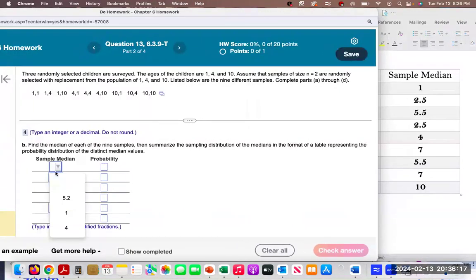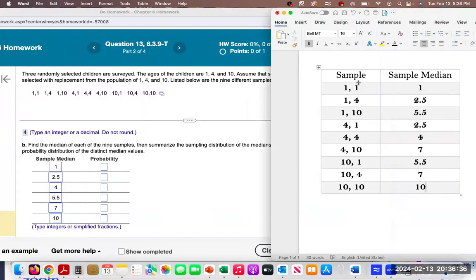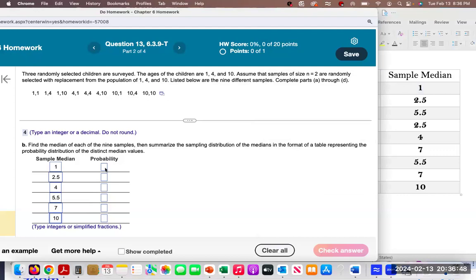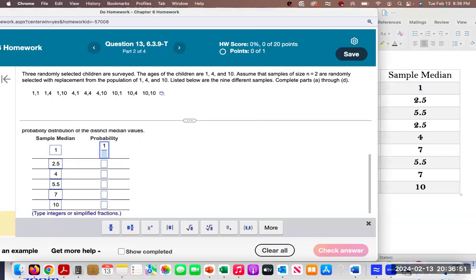So we have a 1. We're going to arrange these from the smallest to the biggest. We have 2.5, a 4, 5.5, a 7, and a 10. Remember, there are 9 possible samples. So what is the probability of getting a 1? Only one of them had a median of 1. So 1 from the possible 9.